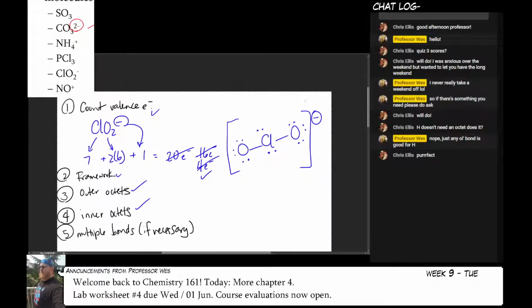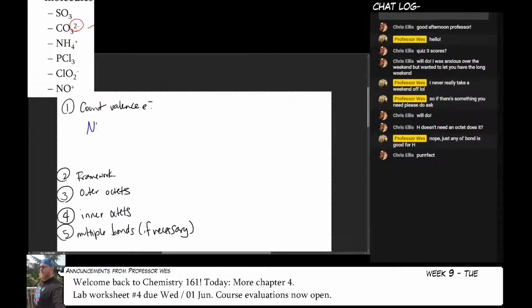All right, and then the last one here, NO+. Here I only get 10 electrons. So N is the central atom, but there's only one atom attached to it, so you just do something like that. And then outer octets, so that's going to be oxygen over here. So there was 6 electrons, so I have 2 left. We'll do our inner octets by doing this, but I ran out of electrons. So that's as far as I got.